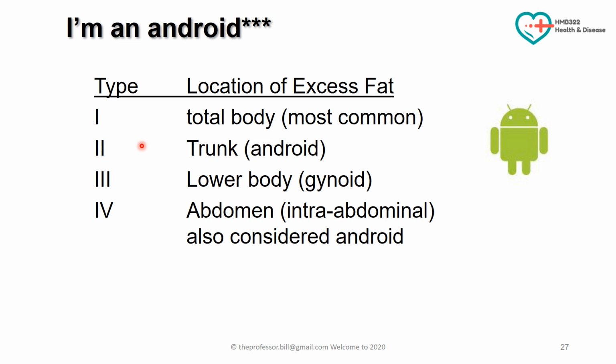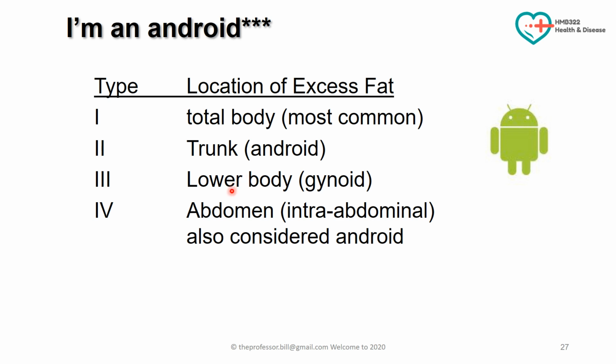I told you earlier the distribution of fat is important, and in fact the body shapes and body types actually have names. So you could be a type 1, and this is the most common, where fat is evenly distributed throughout the entire body. You could have an android body type, where most of the fat deposition occurs at the level of the trunk, the center part of your body.